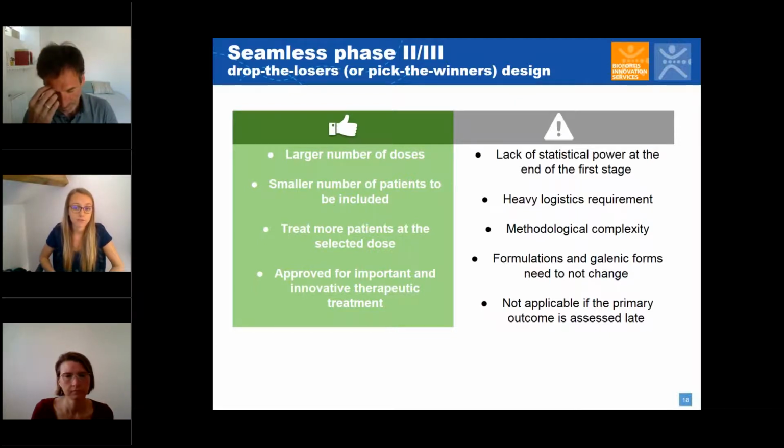Indeed, the threshold needs to be prospectively planned, and it can be difficult to determine at the time of the protocol. In addition to this, the study is often powered for achieving a desired power at the end of the second stage or at the end of the study. There is also a heavy logistic requirement, and the methodological complexity is increased too. The formulation and the galenic forms tested in the trial need to be the definitive one, and this is not applicable if the primary outcome is assessed late.